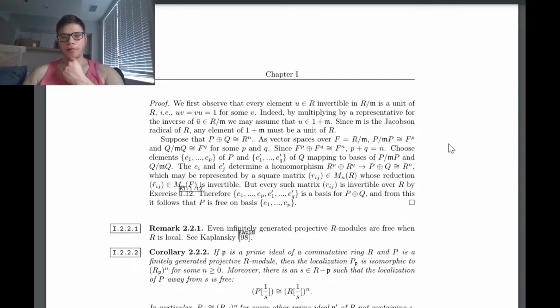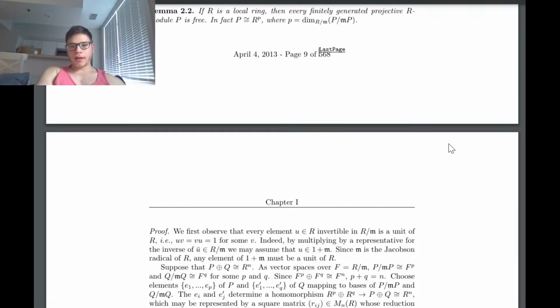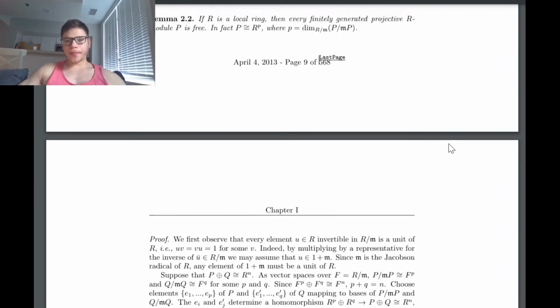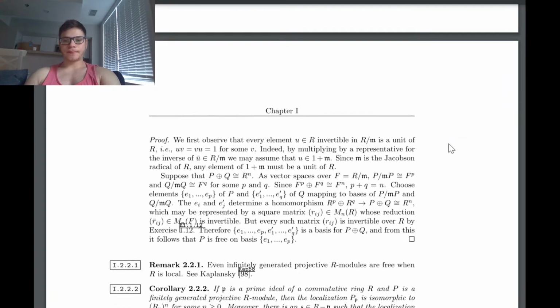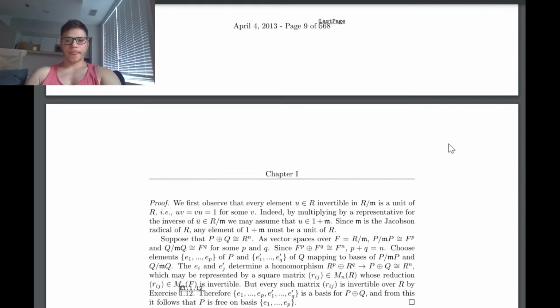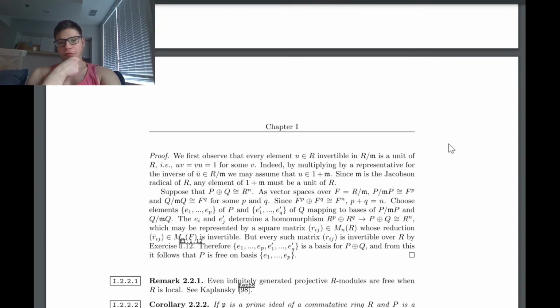Okay, suppose that P plus Q is Rn, so we're on a projective module, as vector spaces over R mod M. P mod MP is FP and Q mod MQ is FQ for some P and Q. Yeah, because we're assuming finitely generated. So Q should also be finitely generated. I think you can always choose the complement to be finitely generated.